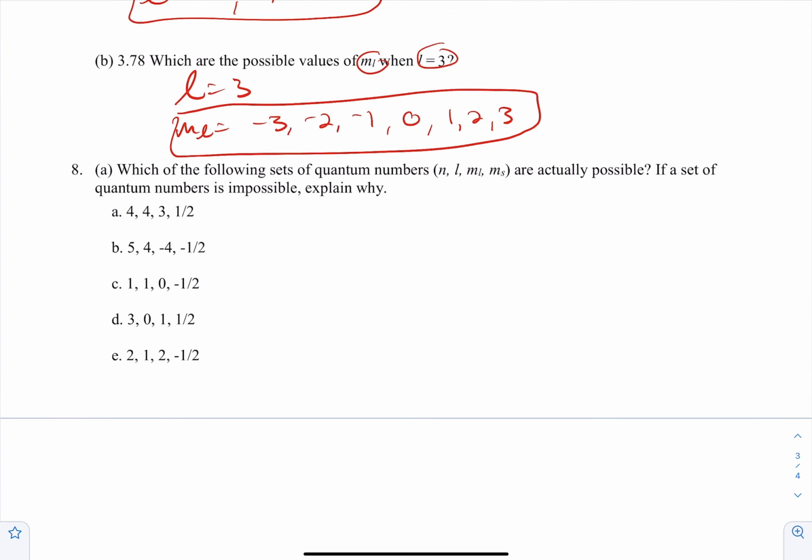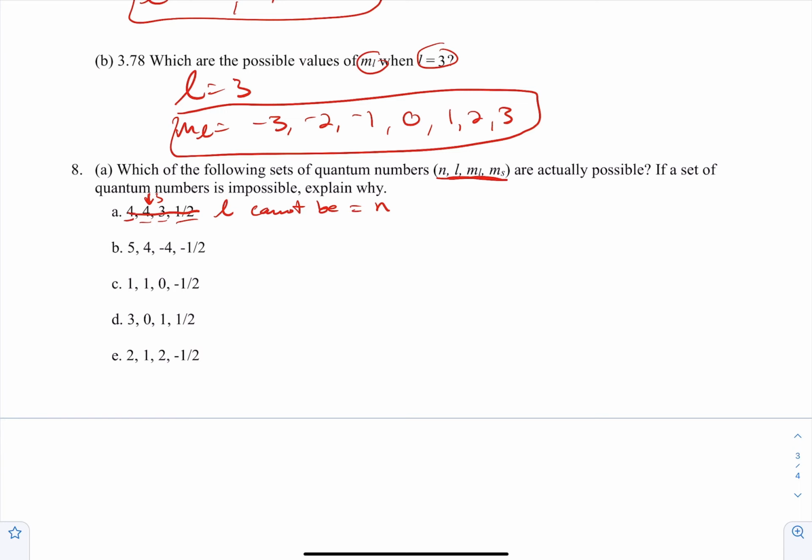Last one, number 8. Which of the following sets of quantum numbers are actually possible? If a set of quantum numbers is impossible, explain why. For A, remember that it's in this order: n, L, m sub L, and then m sub s. We've got n equal to 4, L equal to 4, m sub L equal to 3, and 1/2. Firstly, L is equal to n. L can't ever equal n; we can only go up to n minus 1. So I'm going to cross this out and say L cannot be equal to n. If this had been a 3, these would actually be valid quantum numbers, but they're not.